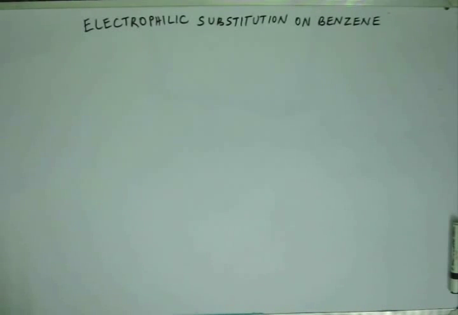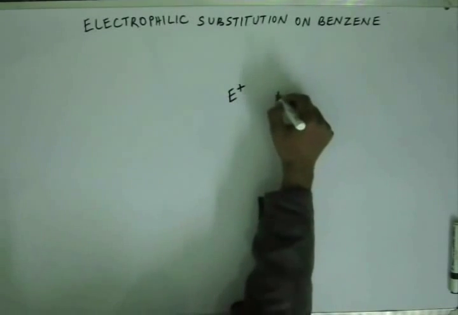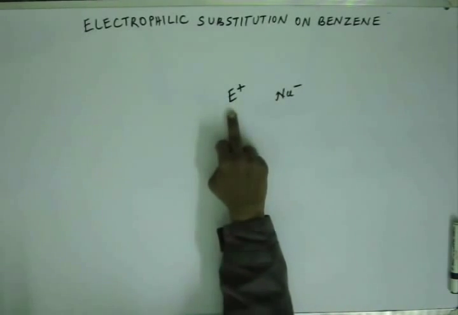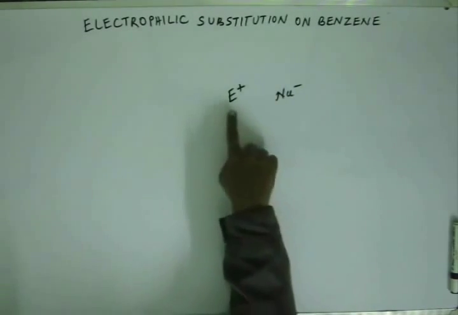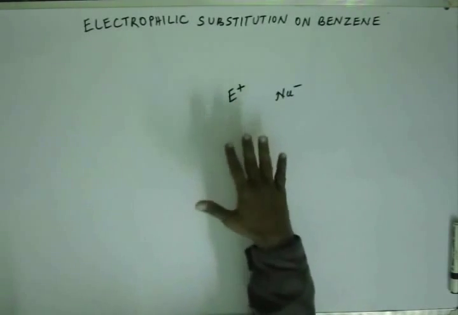Since there's intense desire of some of you for lectures on electrophilic substitution on benzene, here we go. Electrophilic means something to do with electrophile. We will be representing electrophile by E plus. Generally nucleophile is represented by Nu minus. Electrophile means electron loving. Electro is coming from electron and phile means love. So species which love electron are electrophiles, and species who are electron deficient would be loving electrons. Electrophile will be either a neutral species or a charged species with a plus charge, so generally we represent electrophile by E plus.